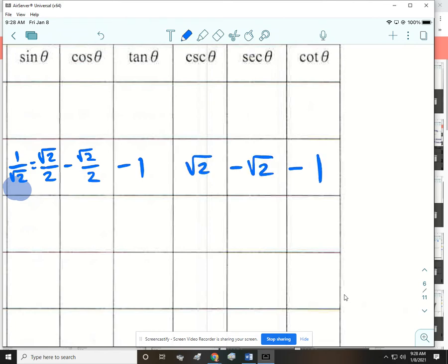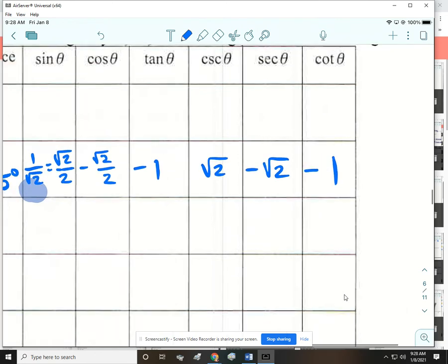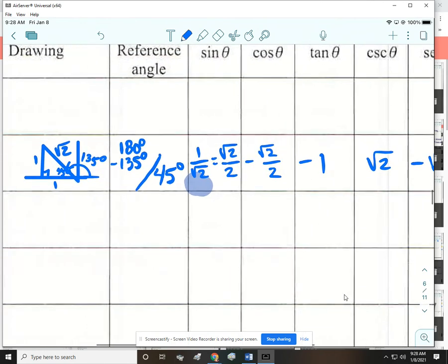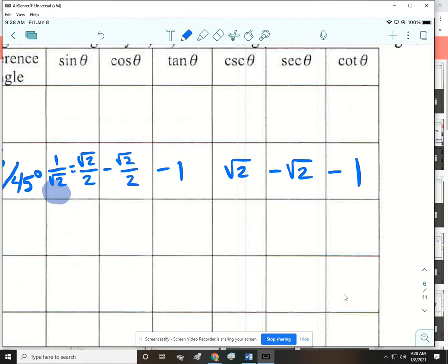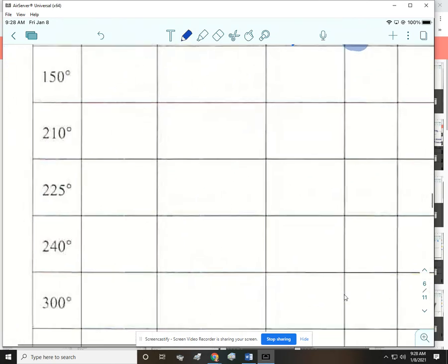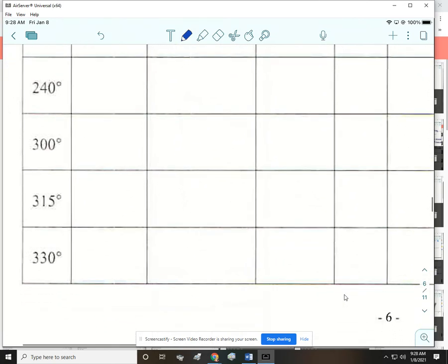So in the case of ones where the reference angle is 45 degrees, the sine and the cosine should have the same absolute value. They may be exactly the same, or one's positive and one's negative, because the opposite and the adjacent are both 1. So that would make the sine and the cosine the same, at least the same absolute value. Okay, we are going to do another one, so don't worry. We're going to skip down, and we are going to do 240 degrees.